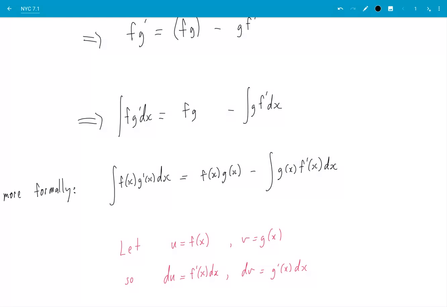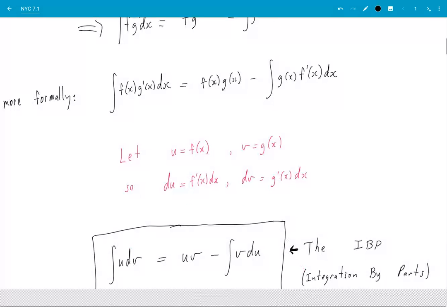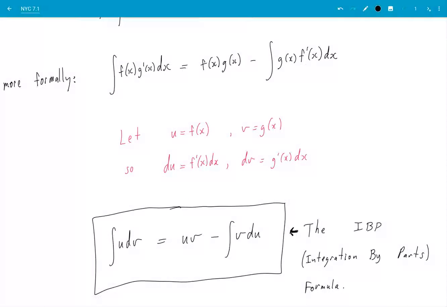So we take these things in red, we're going to plug them back in to this equation, and we're going to get our integration by parts formula in the rectangle. So g prime dx became just dv, f prime dx became just du, and the rest I think is straightforward. So in the rectangle is what we'll use, called IBP, or integration by parts formula.